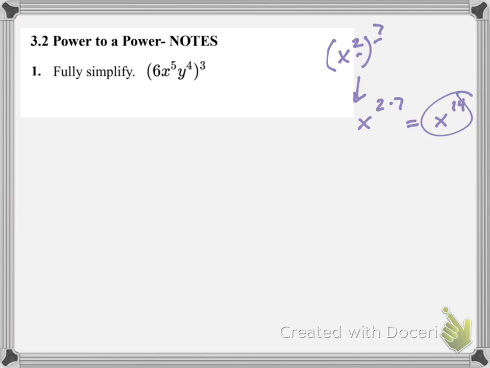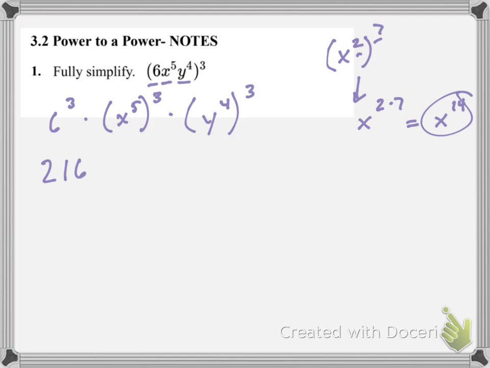So when we have a problem like number 1, we have 3 separate terms being raised to the 3rd power. So let's do 6 to the 3rd power times x to the 5th to the 3rd power times y to the 4th to the 3rd power. In other words, I just split it up into 3 separate problems. 6 to the 3rd power, if you put it in your calculator, is 216.